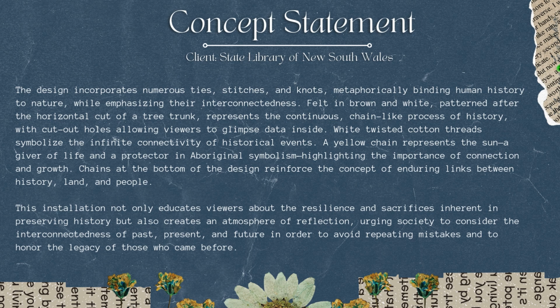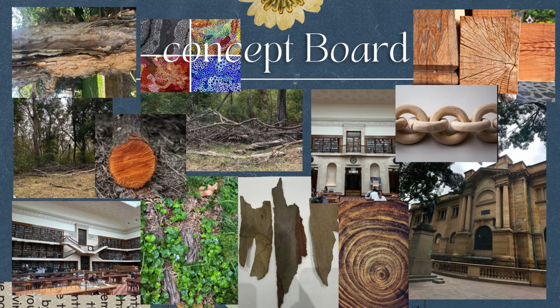About the key elements, tree bark, paper, and black yarn represent the Aboriginal identity and the foundational roots of the country. Burnt newspapers and mirrors highlight the cyclical nature of history, with circled words like struggle and win emphasizing repetitive themes. Mirrors reflect our history's impact on the present and future. Stitches, knots, and threads bind human history to nature, showing their connection, and the yellow chain represents the sun, life giver and protector in Aboriginal culture. Filter rings depict the continuous and layered process of history. This is my concept board.